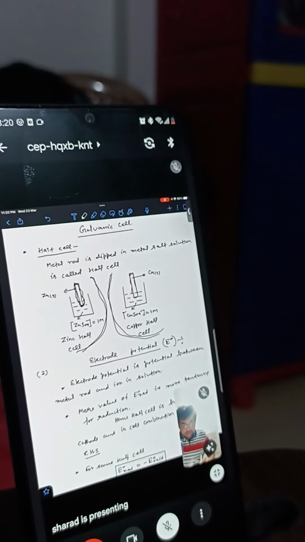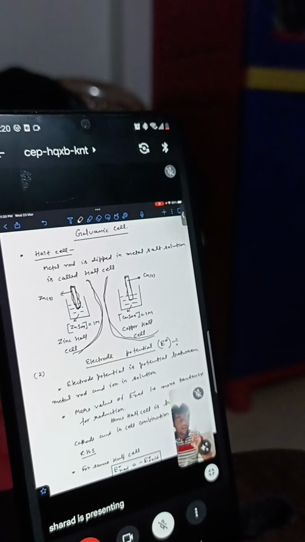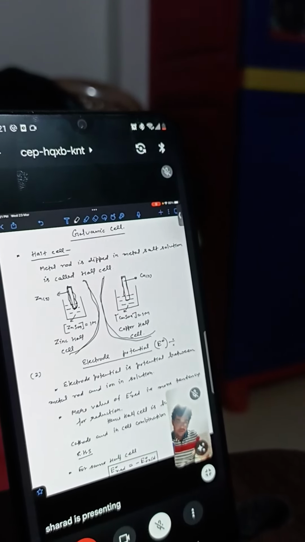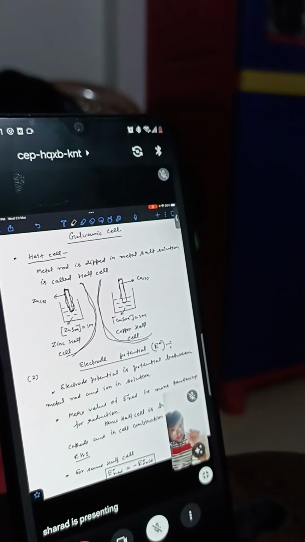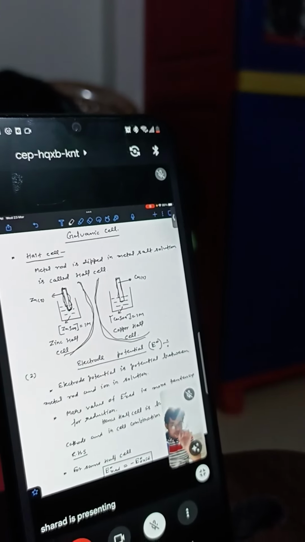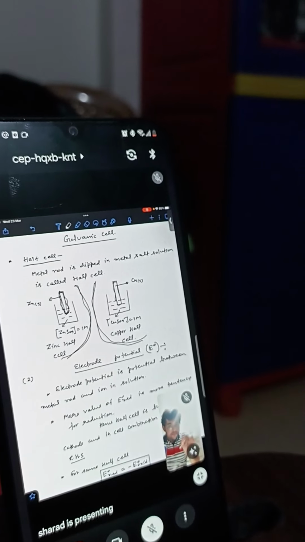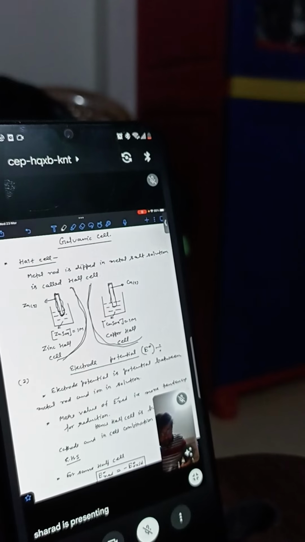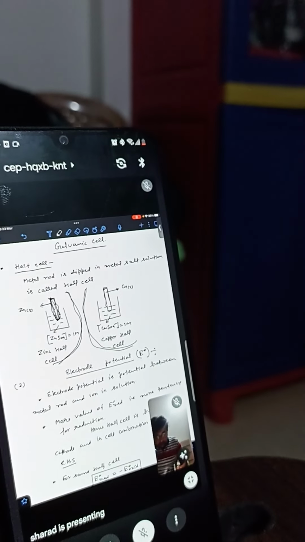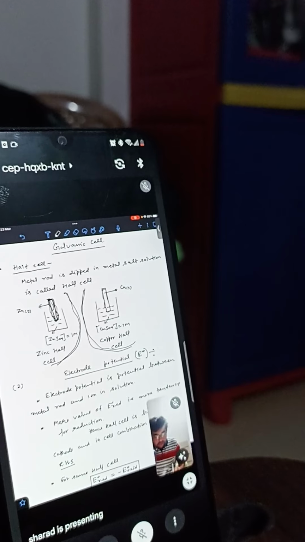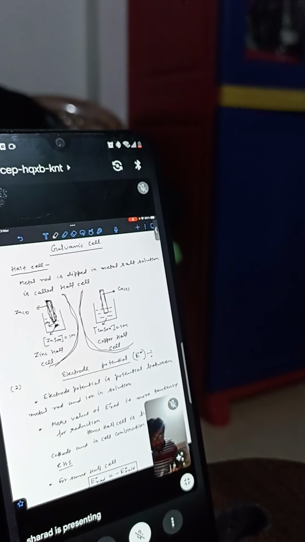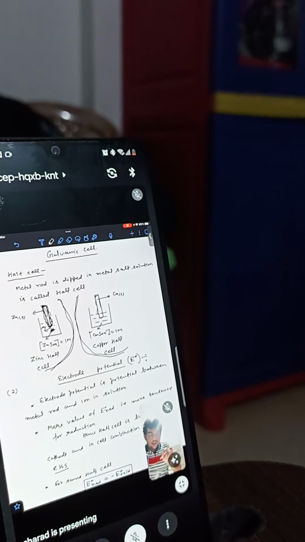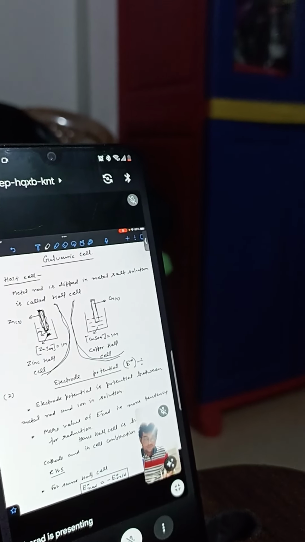First we need to understand what a half cell is. Basically, a half cell means the metal dipped in its metal salt solution. For example, if we take the metal as zinc, then the metal salt solution of zinc is zinc sulfate. So this is the zinc metal rod, and it is dipped in the zinc sulfate solution. The concentration of the zinc sulfate solution is 1 molar. We are taking a standard case. In the standard case the concentration is 1 molar.